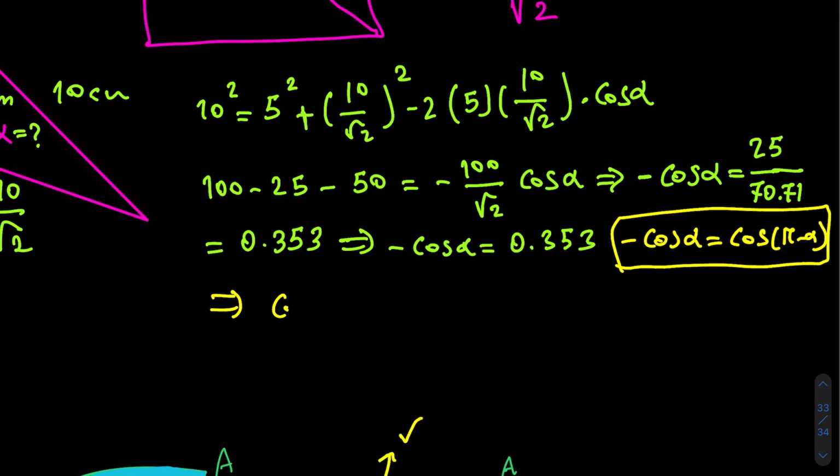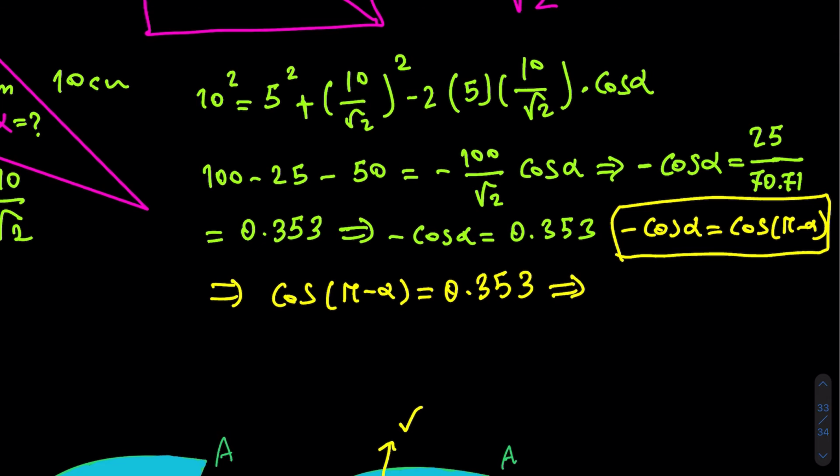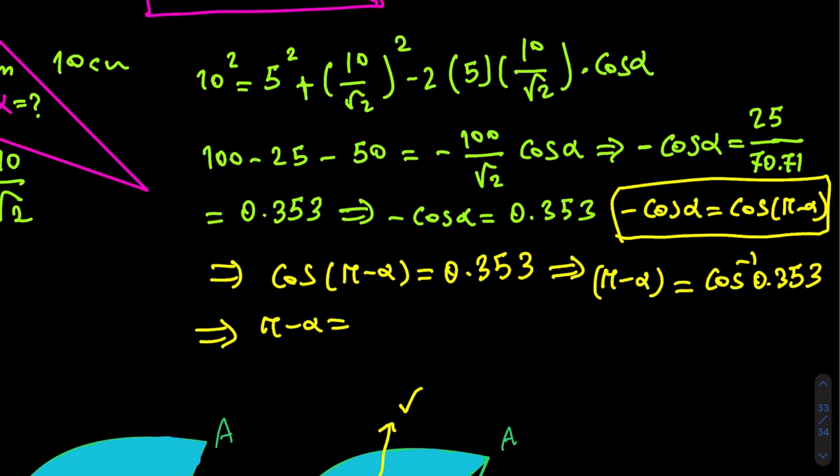So therefore cosine of pi minus alpha is equal to 0.353, and that means pi minus alpha is equal to cosine inverse of 0.353, which is a half of theta, is equal to 1.21 radians, okay, or 69.32 degrees. This is a half of theta.